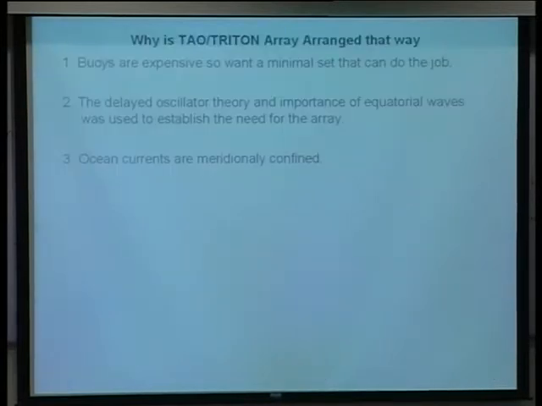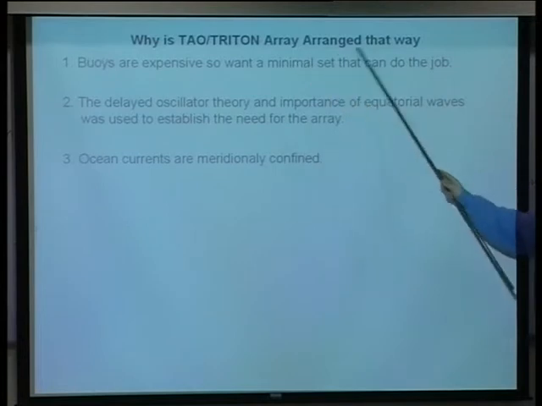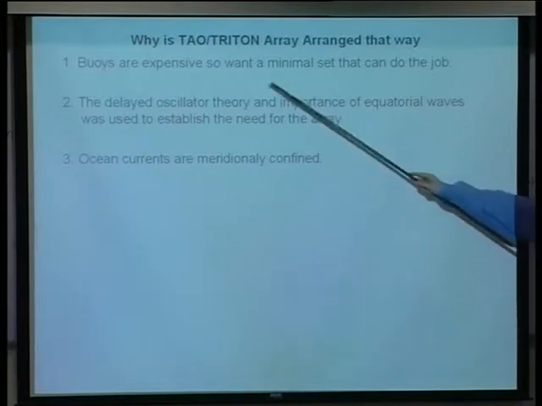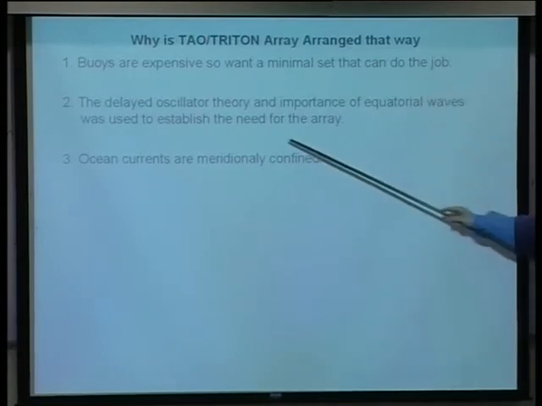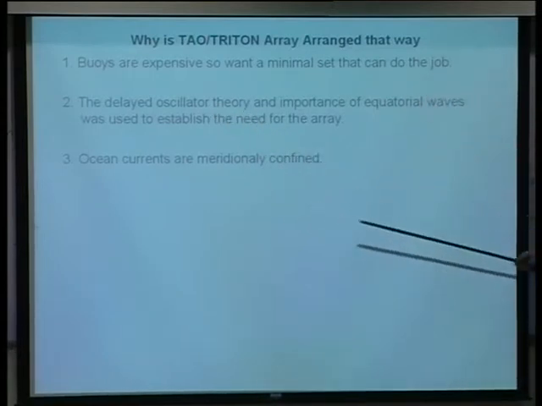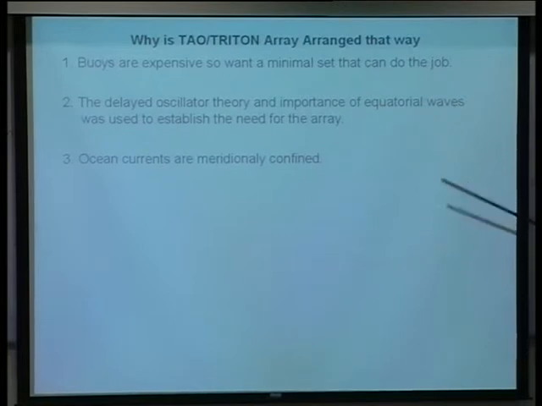Okay, so why did they arrange that buoy array that way? I mean, it was very carefully thought out. And so first reason is that there was not a lot of money, it was expensive, and so you wanted a minimal set that can do the job, right? And so if you remember, we talked about this delayed oscillator theory, and you saw that the waves had certain structures in the meridional direction. And so they knew, because the planning for this array was going on about the same time that these theories were being developed for what was causing the variability. And so they took that into account.